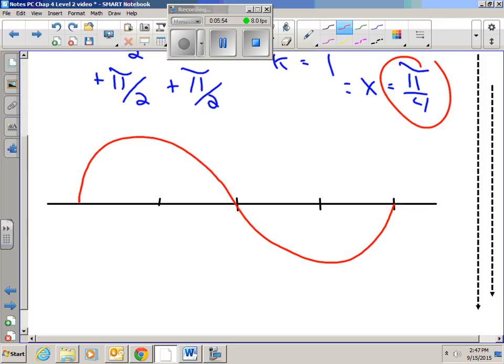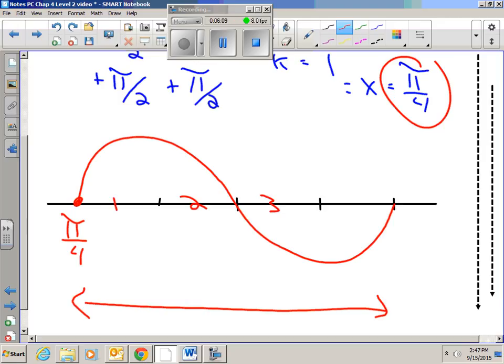Now I know what the ordered pairs are. I start at pi over 4. This total distance right here is pi, so each of these 4 sections is pi over 4. So this is 1 pi over 4. This is 2 pi over 4, which of course is pi over 2. This is 3 pi over 4. This is 4 pi over 4, which is 1 pi. And this is 5 pi over 4. That's my ending point. Okay? And this whole graph has also moved up 1 with a total amplitude of 2.